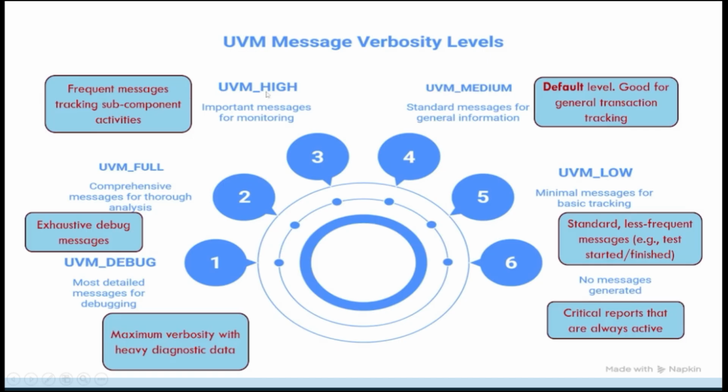Then UVM high is given mostly for monitoring sequences, like the data transactions gathered from the DUT through the monitor. All these things will be given the verbosity level of UVM high. We can say these are the most frequent messages tracking the subcomponent activities, like mostly all the messages from the monitors, which are given to the scoreboard for comparison. All these things will be given the verbosity level of UVM high.